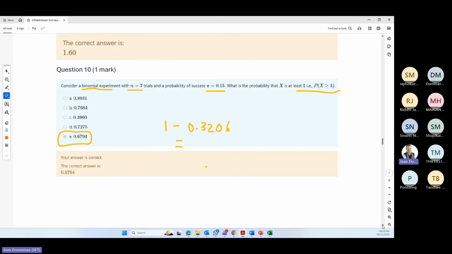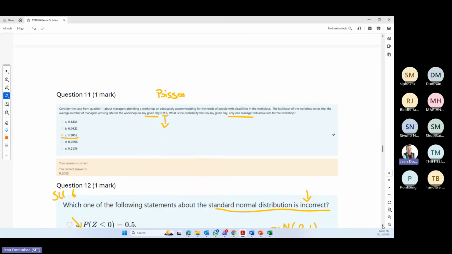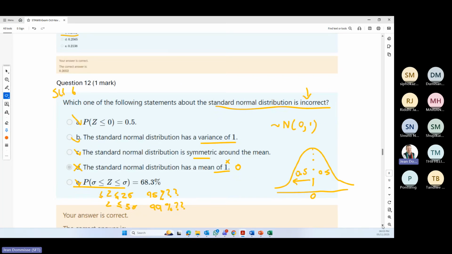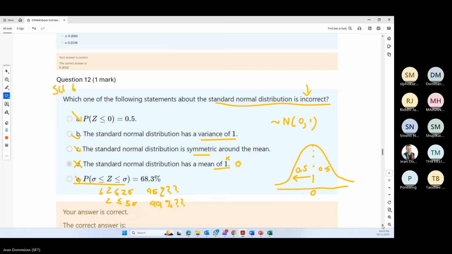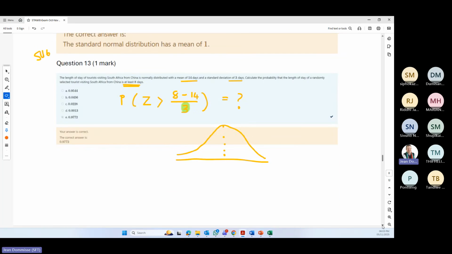Okay, that we did look at Poisson. We looked at how to use the table. This one we looked at. So this was again one that we did not go into fully, that we needed to look at a bit.